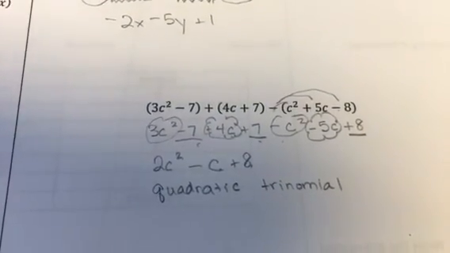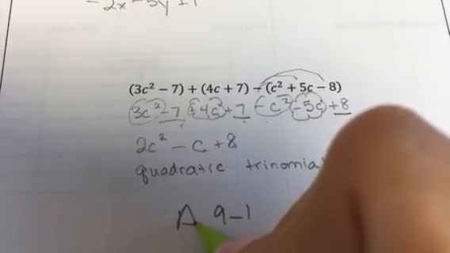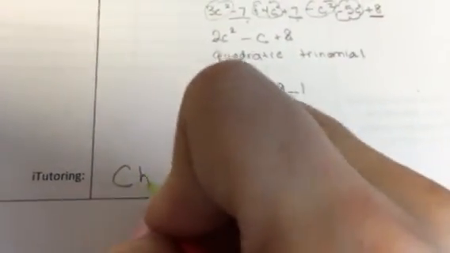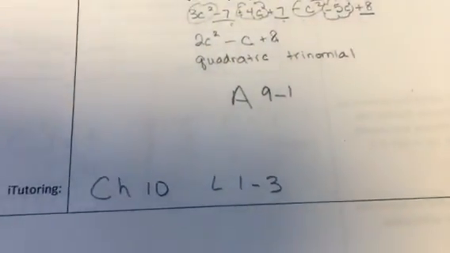Good luck. Try assignment A91 now at the very back of your packet. And if you need additional help with this, I would look at iTutoring Chapter 10, Lessons 1 through 3. Good luck. Be good for the sub.